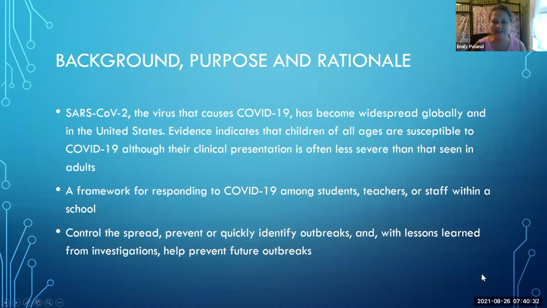So why do we even have the standard operating procedure? I think that we all know this, but let me just do a reminder that in the standard operating procedure, there are different sections. This is the background, purpose, and rationale. And the SOP really provides a framework for us to respond to COVID-19 cases in our schools. And that's teachers, other staff, students. And we want to be able to control the spread, identify outbreaks quickly, or even identify cases quickly, and hopefully prevent the spread and help prevent future outbreaks. So that's kind of the purpose of why we do this.